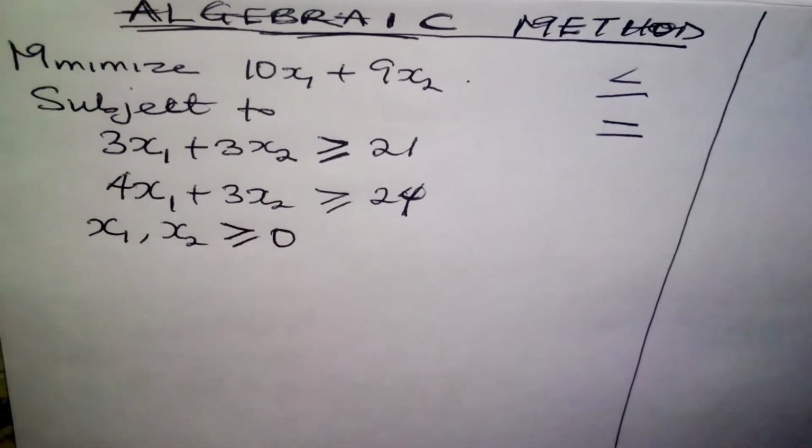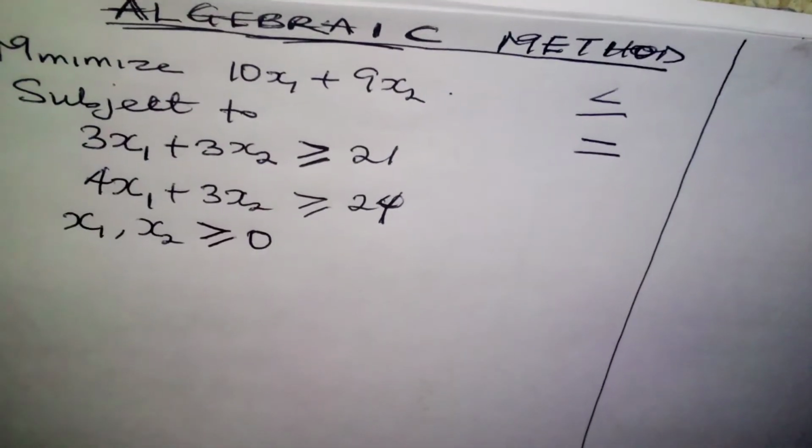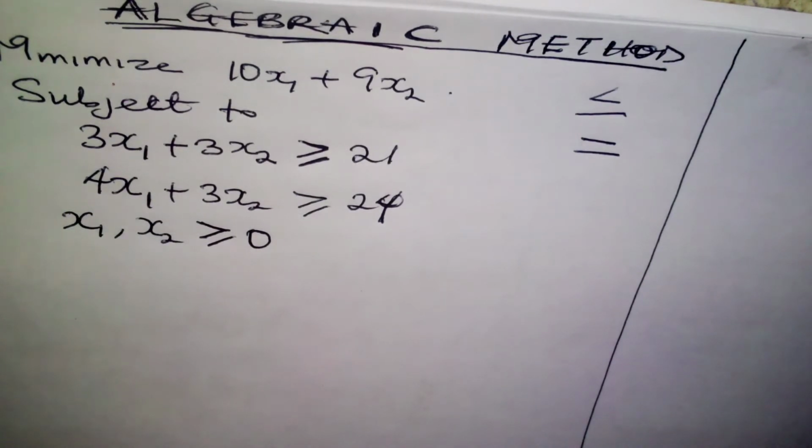Now, we have two types of variables we introduce in an LPP problem. The first one is what we call the surplus variable. The second is what we call the slack variable. Now, the surplus variable is introduced when we have a greater than or equal to constraint. Then when we have less than or equal to, we introduce what we call the slack variable. And when we have an equality constraint, we introduce the artificial variable. Now, to solve this problem, take note of this, it's very easy to solve this problem.